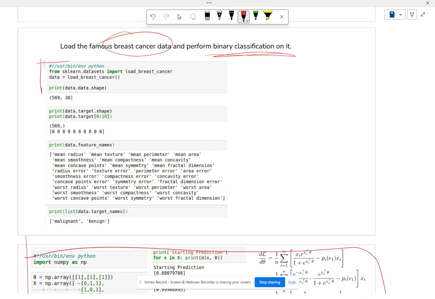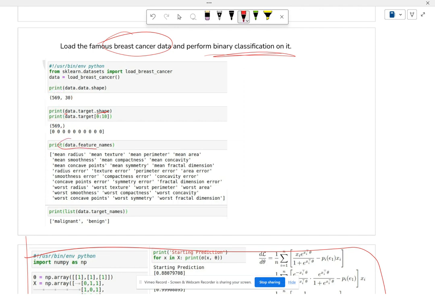The way you can load that data is through sklearn directly. And when you load this data, you can write data.data. So this is the actual data. The shape of the data is 569 samples and 30 dimensions. Now the data target, the shape. So this is the label. There are 569 labels, which makes sense because there are 569 samples.